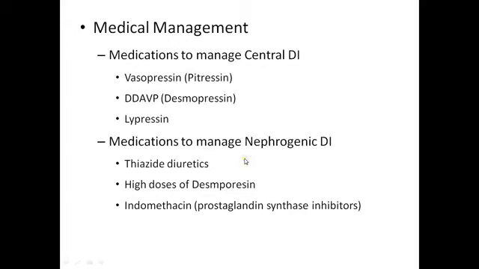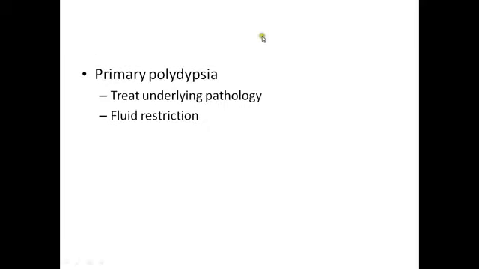In nephrogenic diabetes insipidus, where there is a problem with the receptors and the kidneys are not responding, one is thiazide diuretics. So thiazide diuretics help in these patients. High dose of desmopressin. So you give a high dose so that they can overcome the resistance of the receptors and then they act. And indomethacin, which is a prostaglandin synthase inhibitor. So they produce a large amount of prostaglandin, which then helps in the absorption of the fluid.